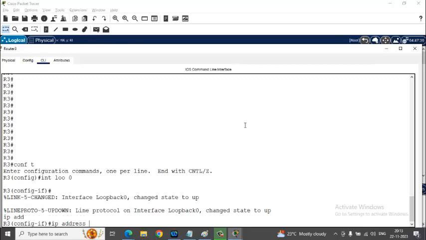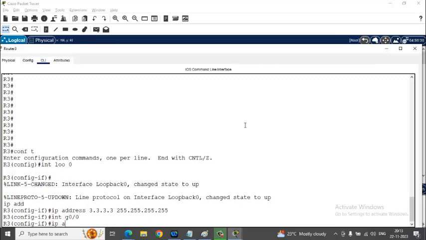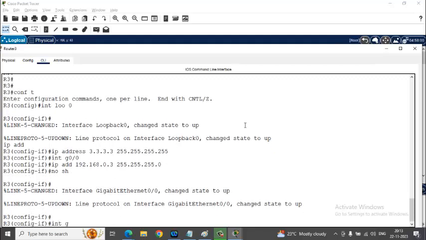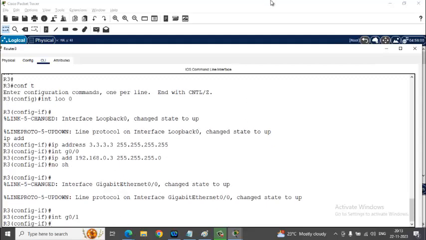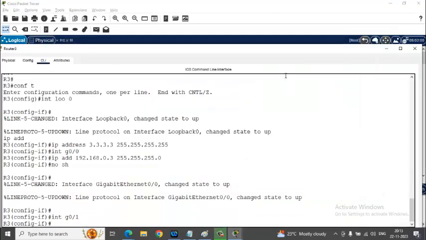And the last router, interface loopback 0. No need to put no shut down. IP address is 4.4.4.4. And interface G0/0 will be IP address 10.34.0.4. Am I right? Okay. Show ip interface brief. We got the IP address. Now let us just ping the adjacent device and check.